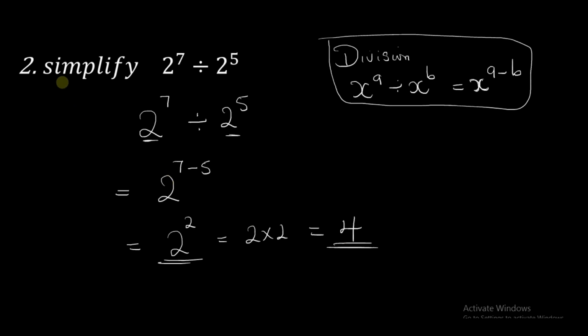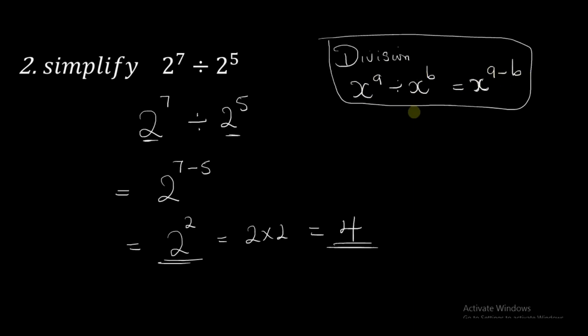So I come again with this example. Simplify 2 raised to the power of 7 divided by 2 raised to the power of 5. First, know the law that you are to apply in this question. And the appropriate law to apply in this question is the division law of indices. And the law states that s raised to the power a divided by s raised to the power b is equal to s raised to the power of a minus b.